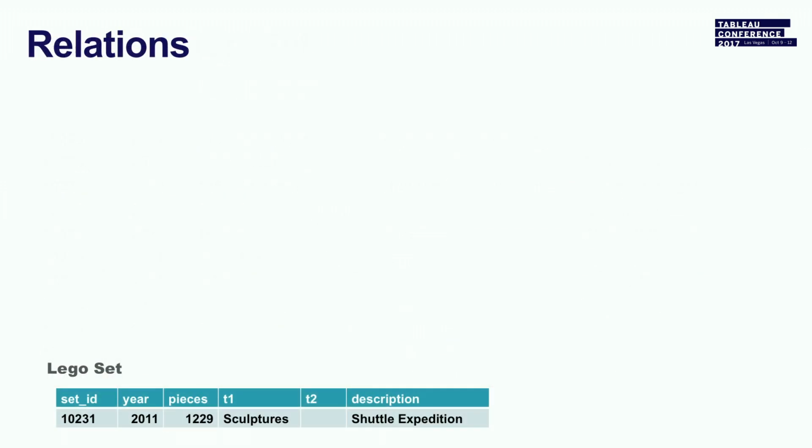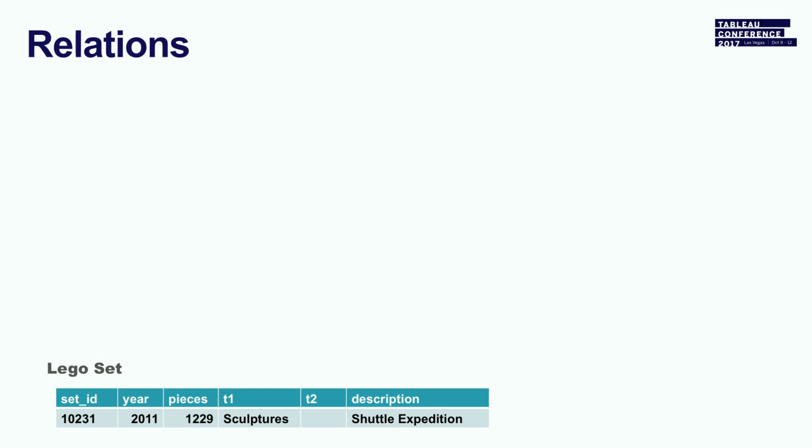But a table is not the end of the story when it comes to the data representation. All of these tables have relationships to other tables, and it is through these relationships that the full view of the data comes together. So here's the Lego set table we just looked at, and this record is for the Space Shuttle expedition. But these 6 columns don't tell you everything that you need to know about the Space Shuttle. It doesn't tell you what pieces are included, although it does say that there are 1,229.